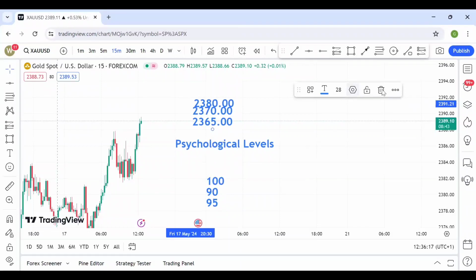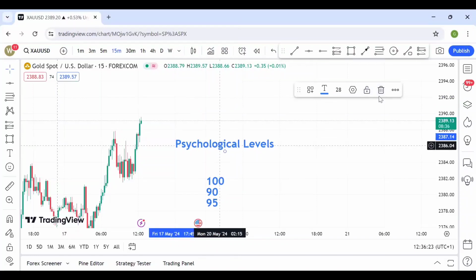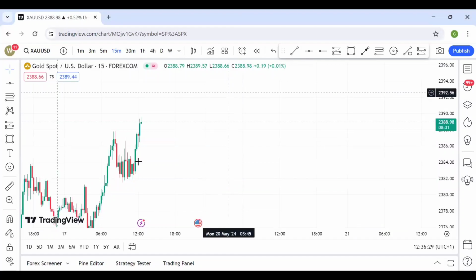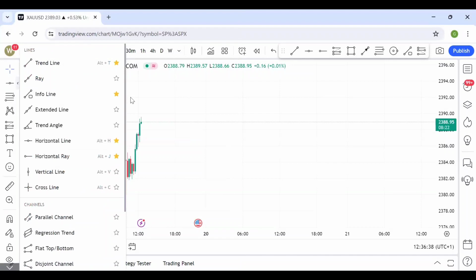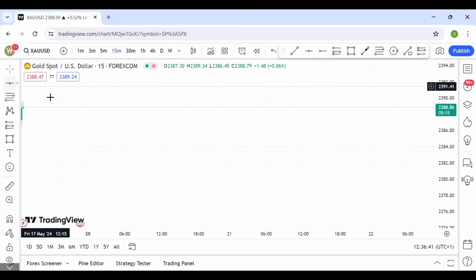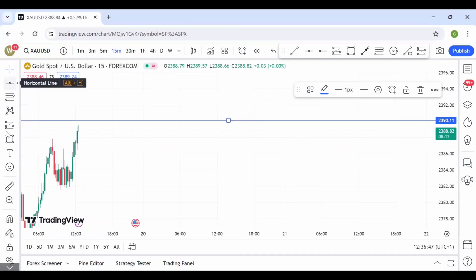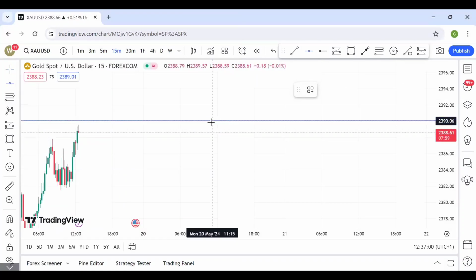Currently, we are on a gold chart, XAUUSD. Let me get rid of all this. If you want to plot psychological levels on gold or other pairs, you come to your left hand side and pick the trend line tools. If you hover on these icons, look at what the message is saying. Click on the trend line tools and pick the horizontal line.